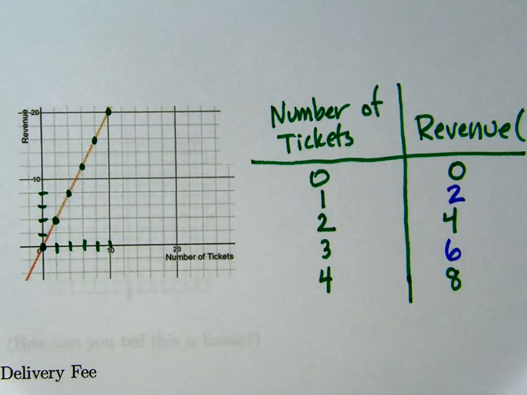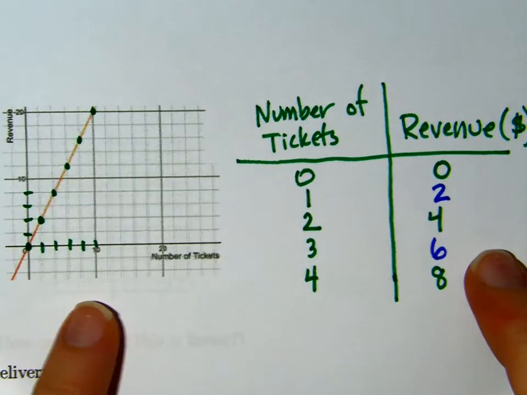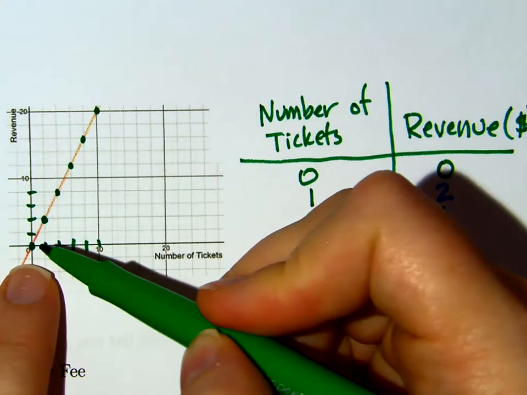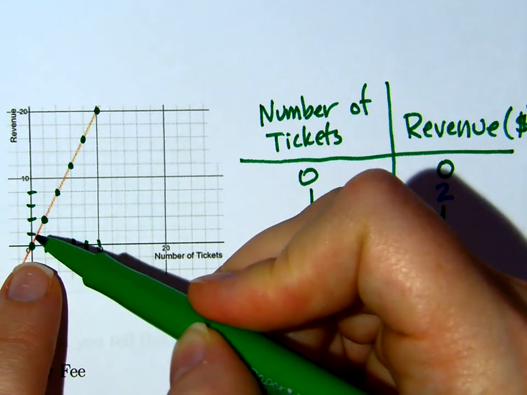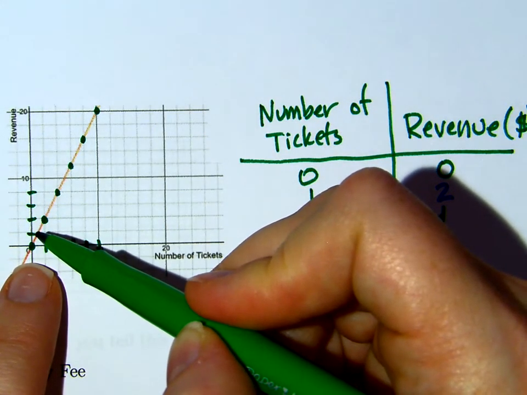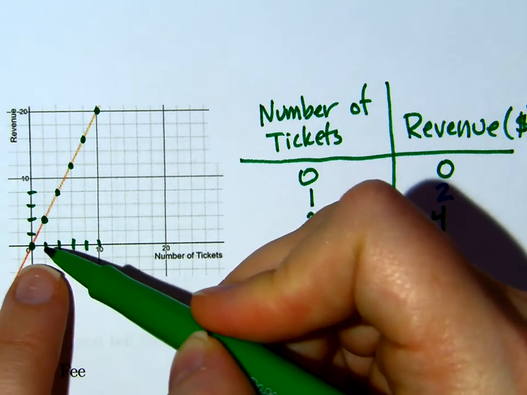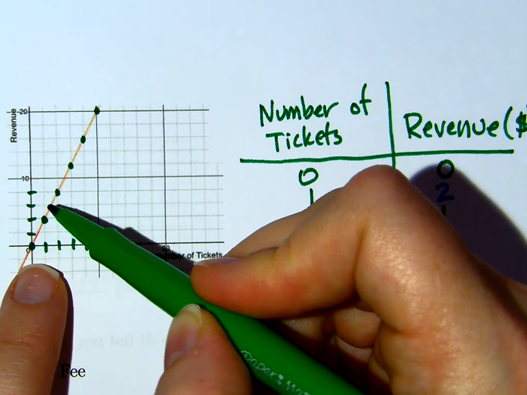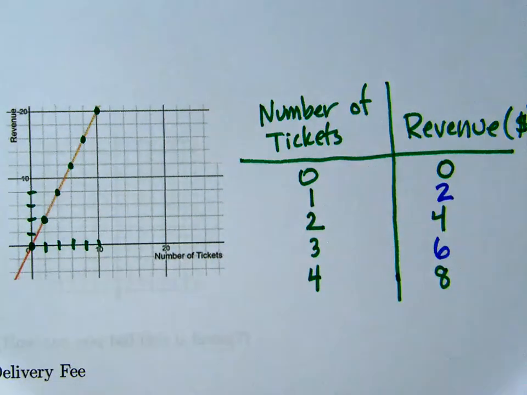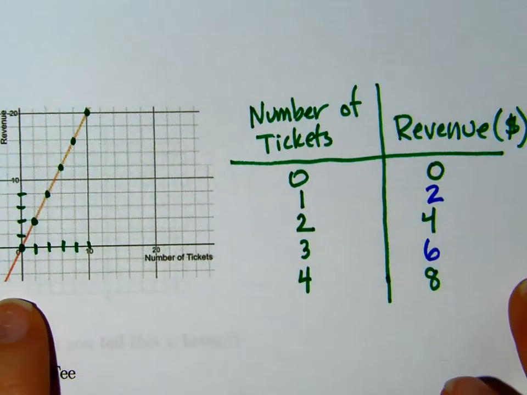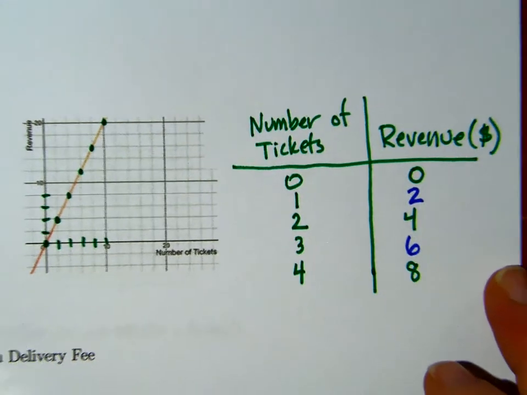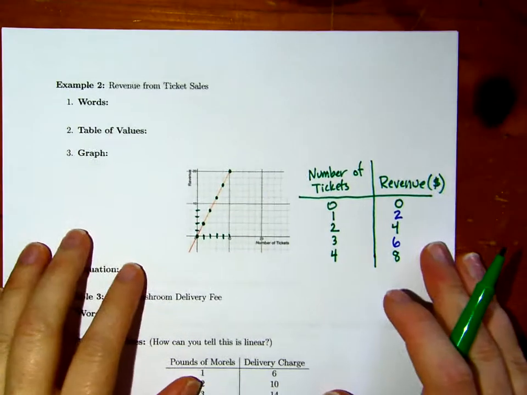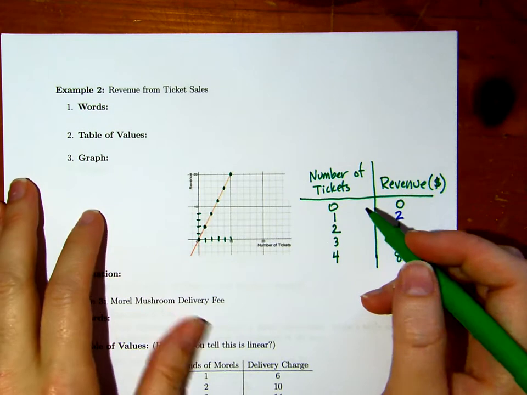there's our linear pattern. And that looks right. So right here at 1, there it is at $2. Right here at 3, boom, there it is, hitting at $6. Okay, so we're right on top of things here.